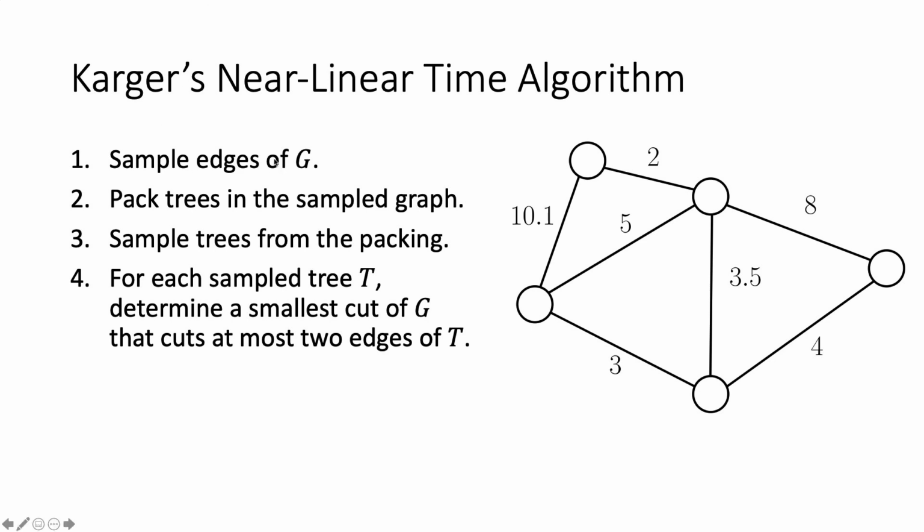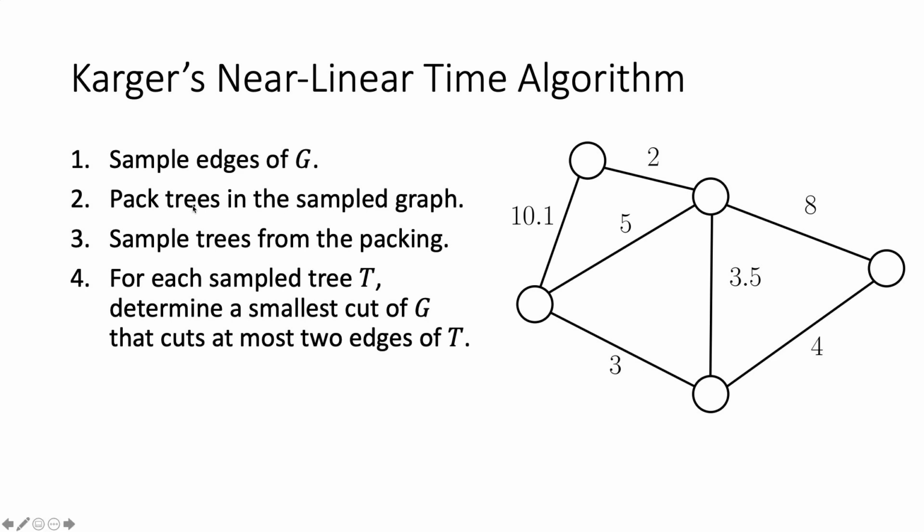So this first step is pretty straightforward. The intuition behind this step is that we're going to sample the edges uniformly at random, and the purpose of doing so is essentially to reduce the capacity of the minimum cut while roughly keeping the same cut structure in the graph.